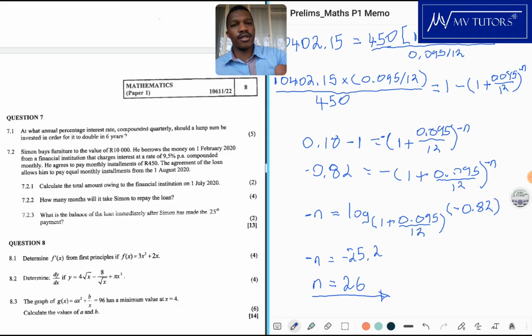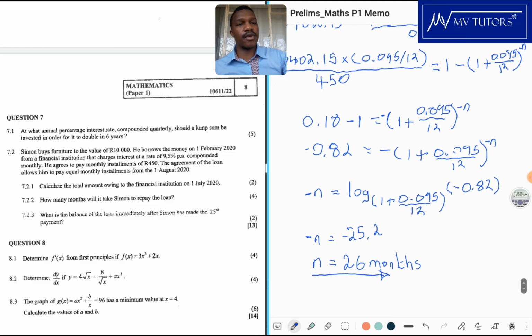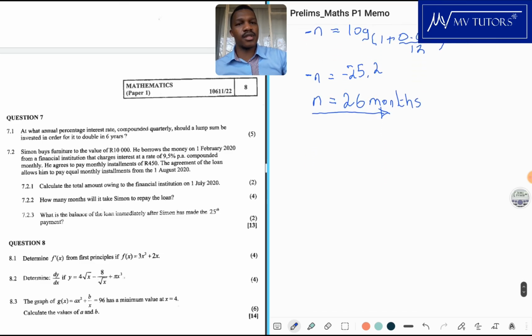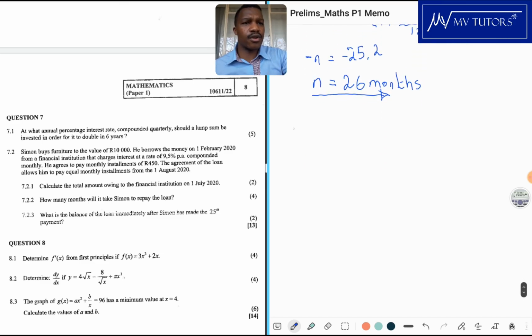Because that was the question, right? How many months will it take Simon to repay the loan? It will take him 26 months. If they said how many full payments will he make, then the answer would have been 25 full payments. But because they're asking just payments, it's going to be 26. I hope that's clear.